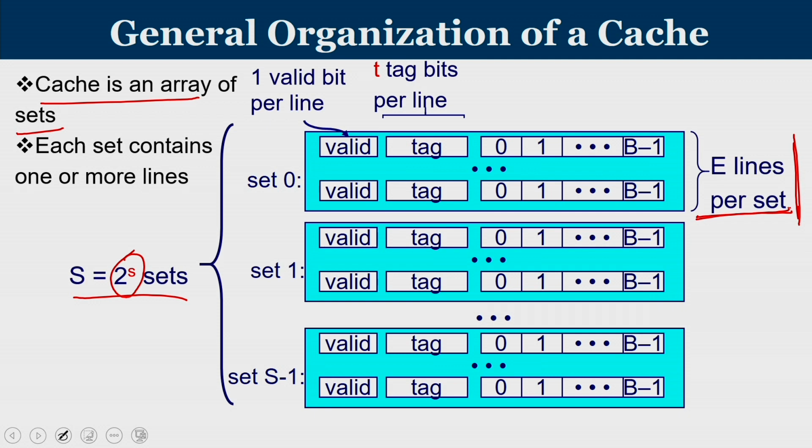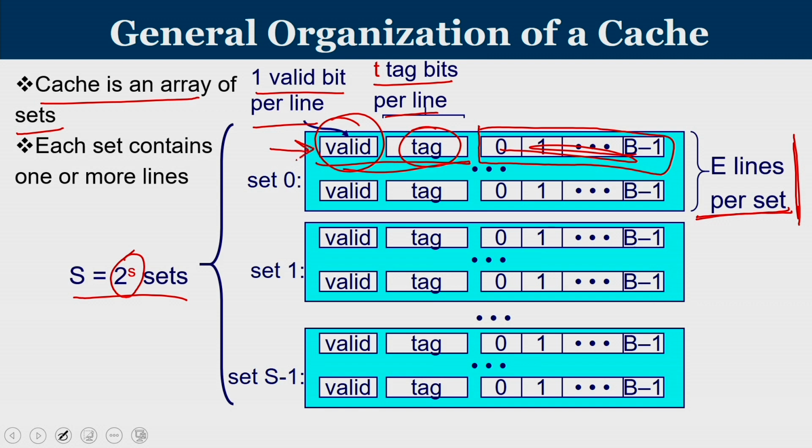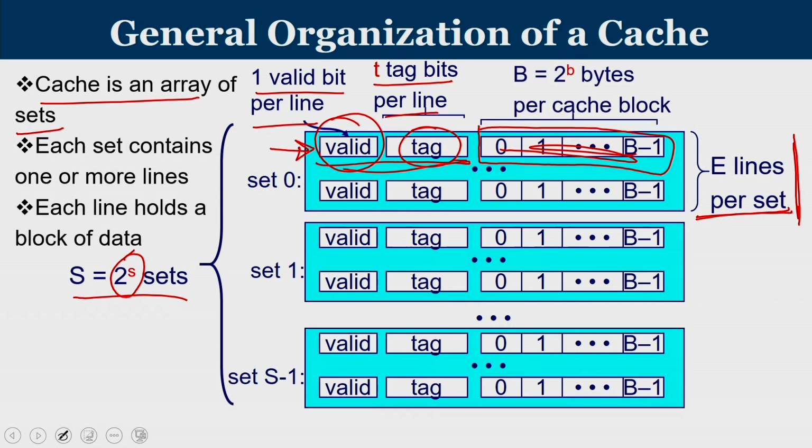In each of these lines, we have the data storage portion where I keep data that has been brought from main memory. You have some control information, which is called a valid bit. One valid bit is there per line, and T tag bits are there for each cache line. So each cache line is the place where your data is located, and you have a valid bit and a set of tag bits. Each cache line holds a block of data, and the block size is also a power of 2.